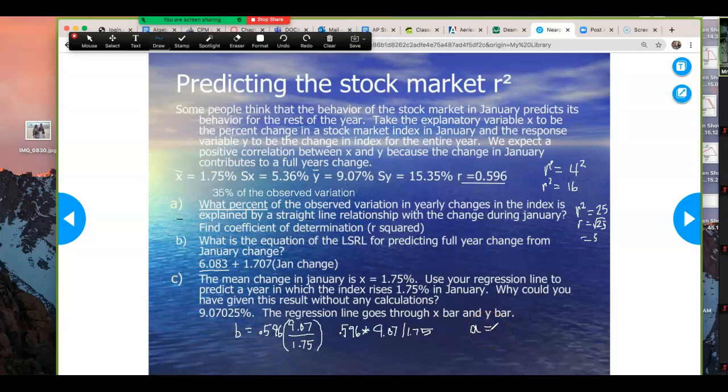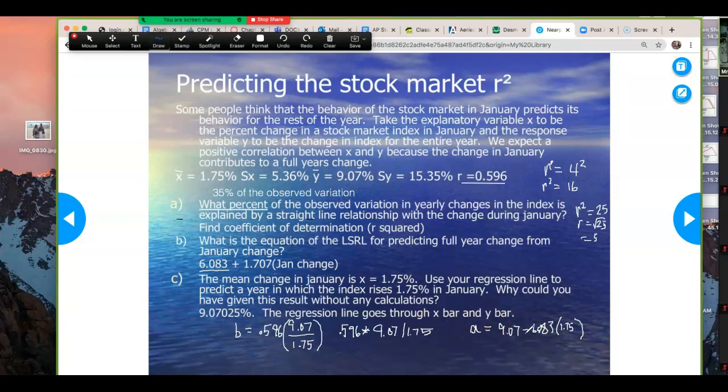A is the y-intercept. So y bar, 9.07, minus B, which we just found, 6.083, times x bar, which is 1.75. And again, we should get 1.707 when we do that calculation.